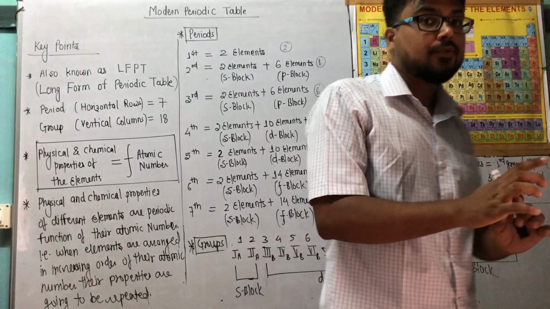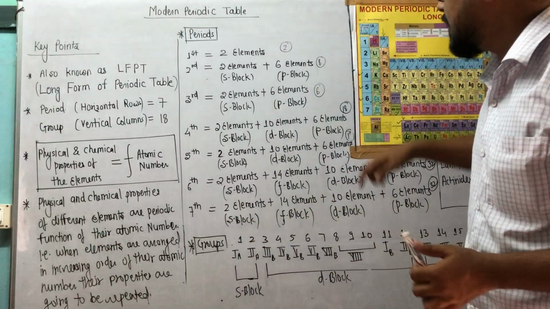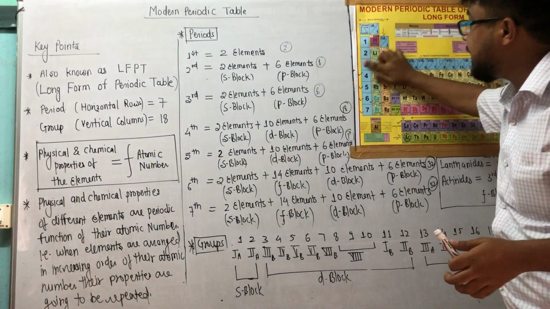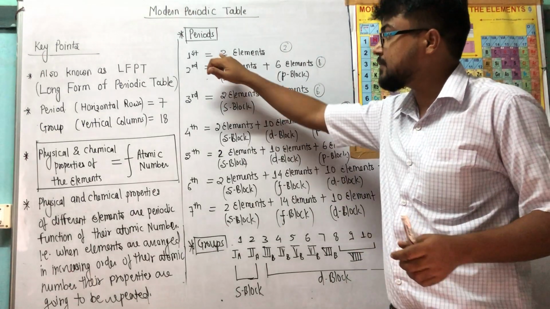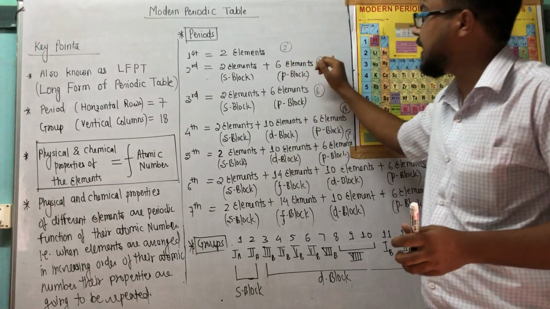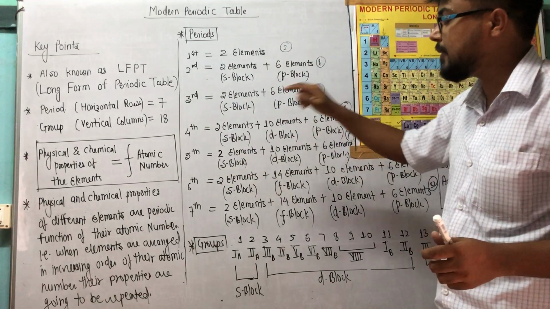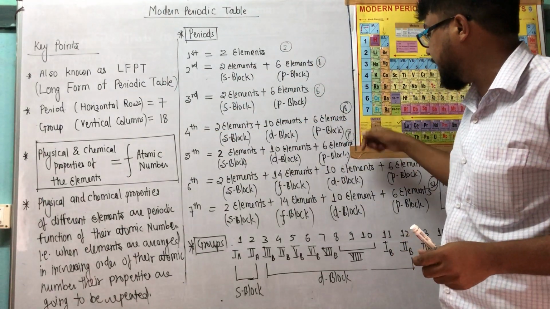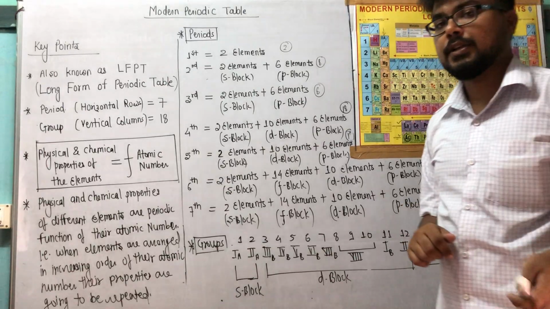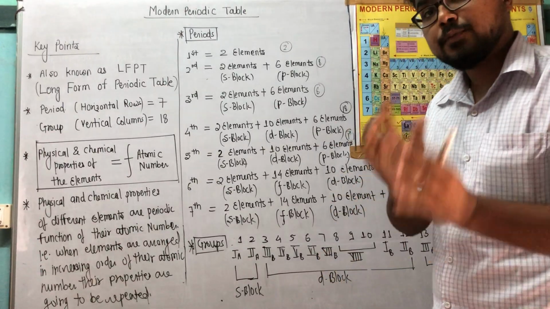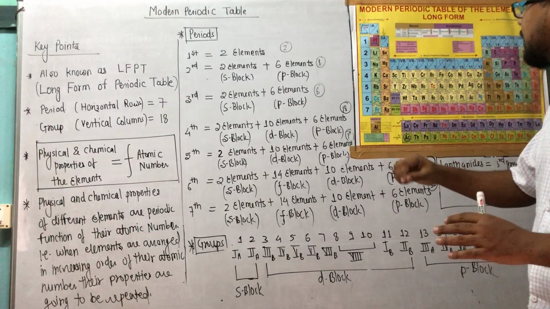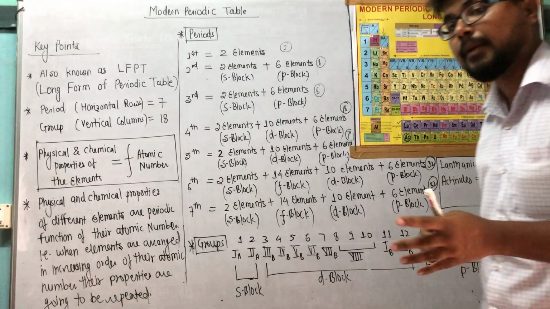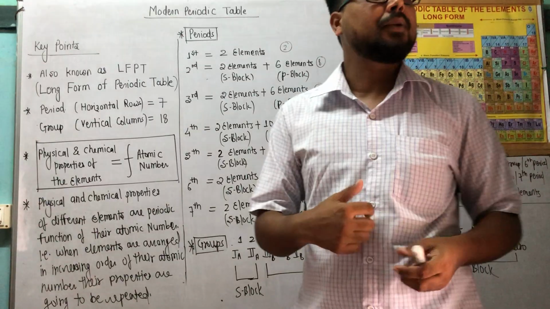Correct? So students, just remember how many elements are present in different periods. First period 2 elements, second period 8 elements, third period 8 elements, fourth 18, then again 18, 32 and 32 elements. And how many groups, how many periods, what the blocks are, where the S block, P block, D block and F block are located in the modern periodic table.